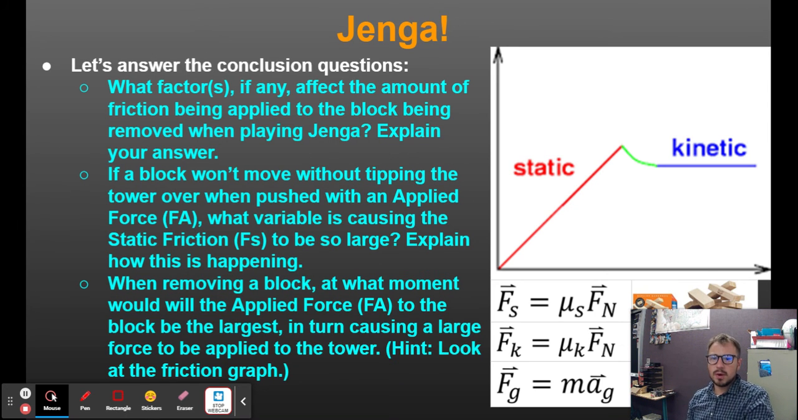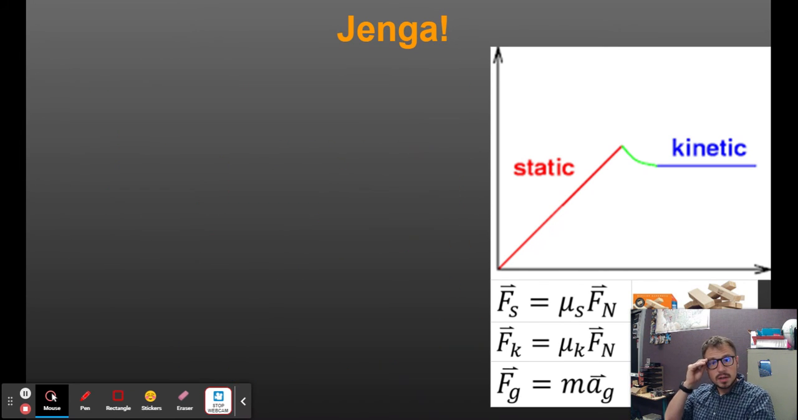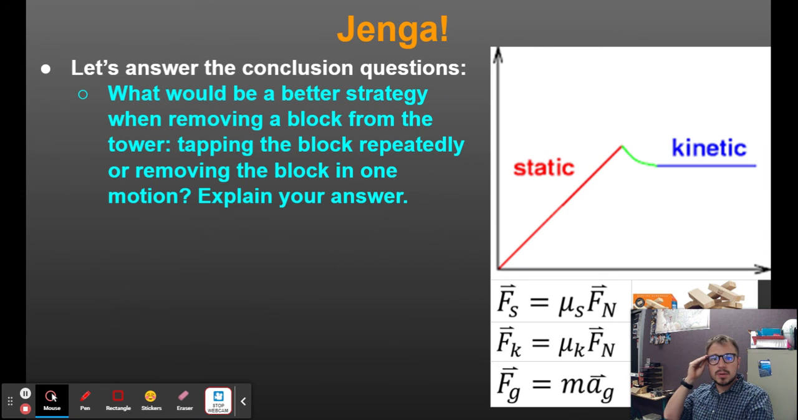When removing a block, at what moment would the applied force of the block be the largest, in turn causing a large force to be applied to the tower? So look at that friction graph. So what it's going to be is the moment it just starts to slide, once you overcome static friction, that's going to be the most amount of force that's being applied to that tower, being applied to that block as well.